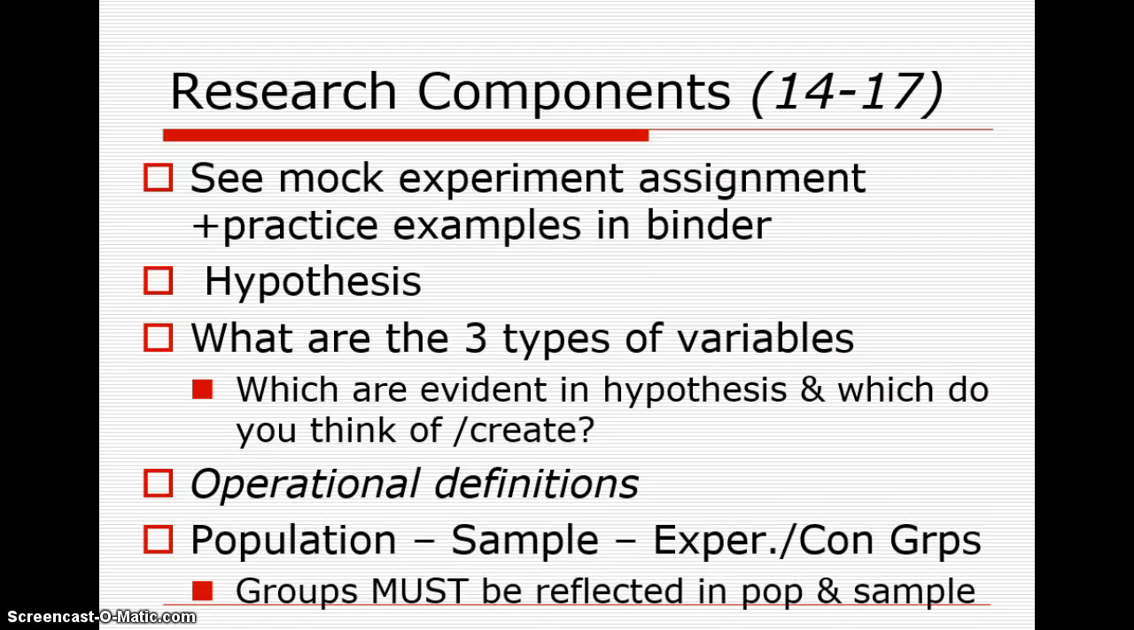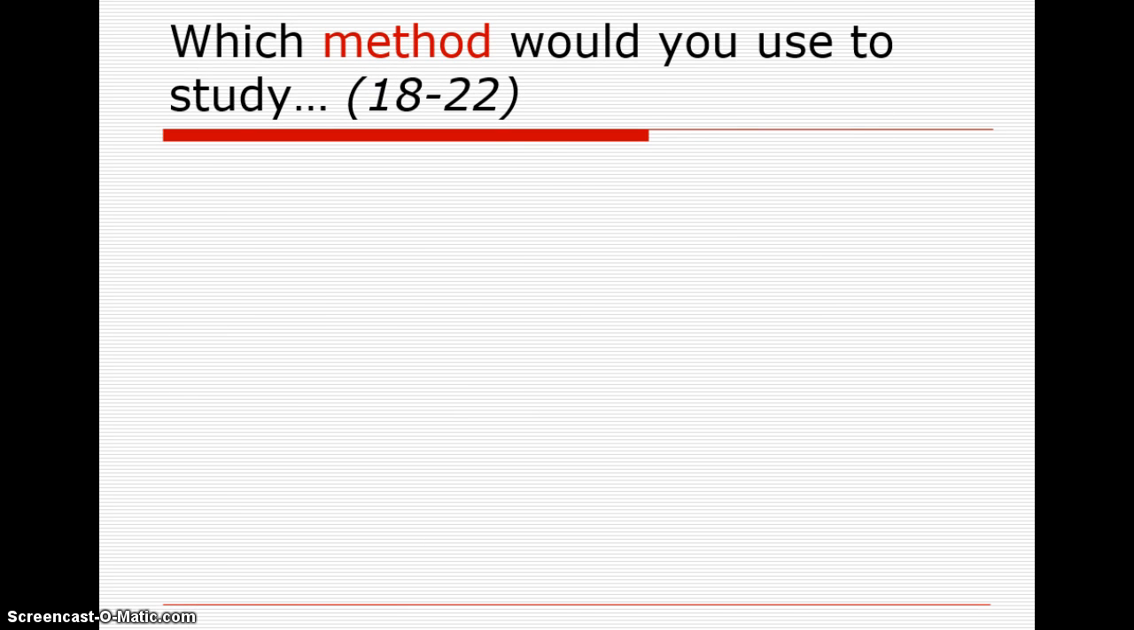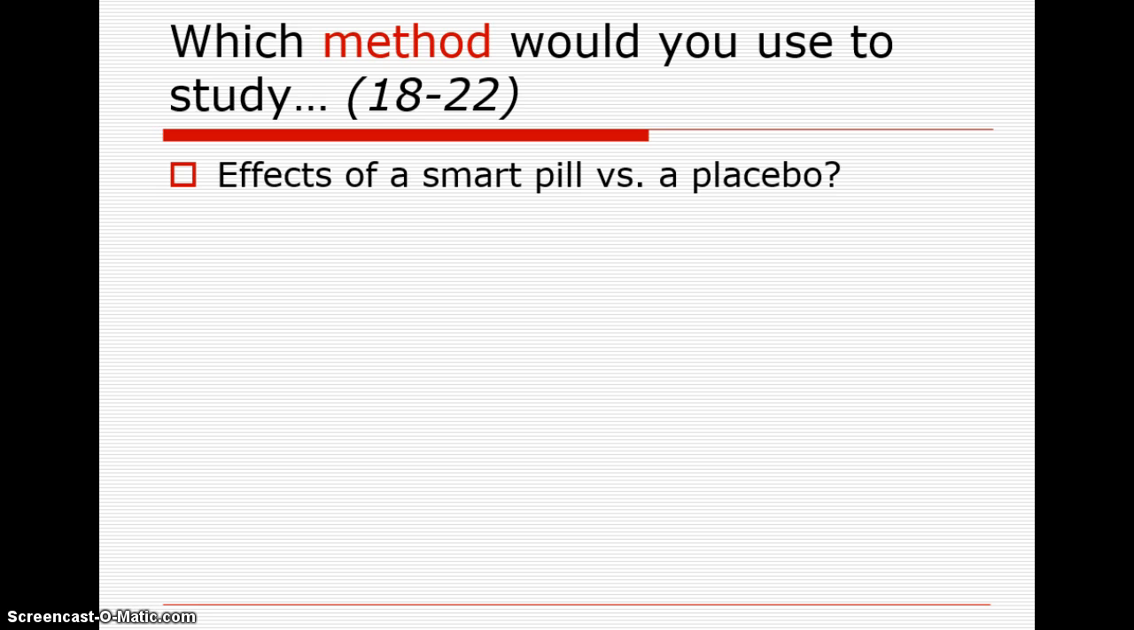And then make sure that you have a relevant population sample and experimental control groups. I will not accept just people or just children as populations. That's too general. For methods, the research methods, we've got both correlational and experimental methods, so those are their two categories, but there's different specifics within each one.